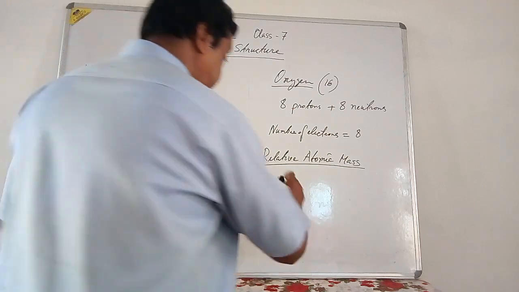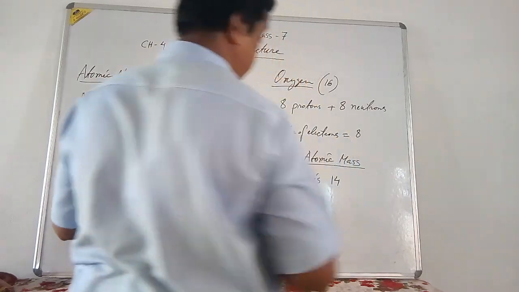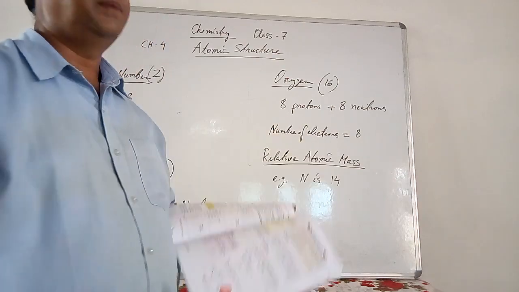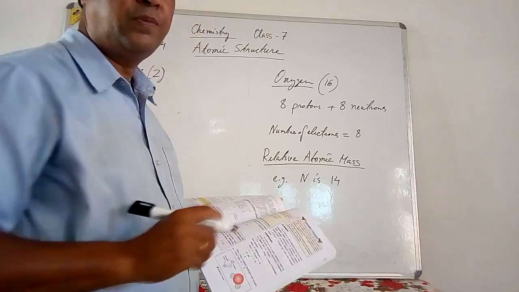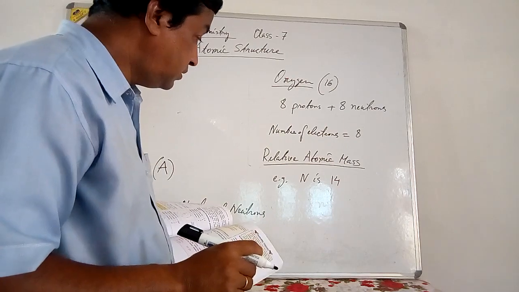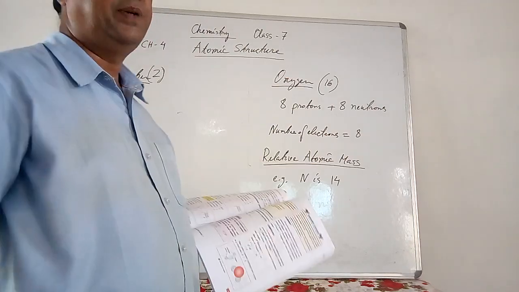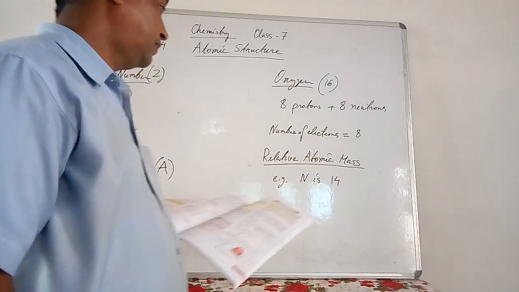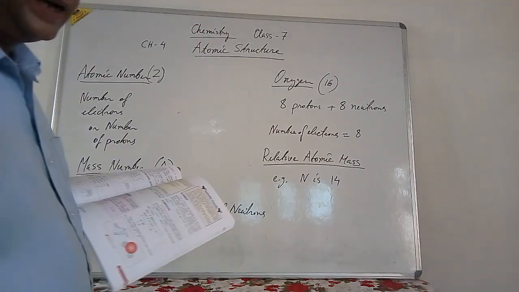For example, if we take the atomic mass of nitrogen, nitrogen is 14. Nitrogen atomic mass is 14. What does it mean? That means one atom of nitrogen is 14 times heavier than one atom of hydrogen. That is, atomic mass of hydrogen is 1. So it is 14.